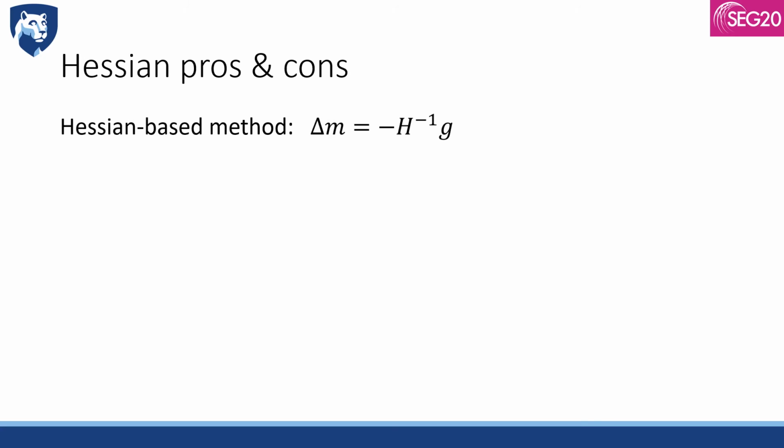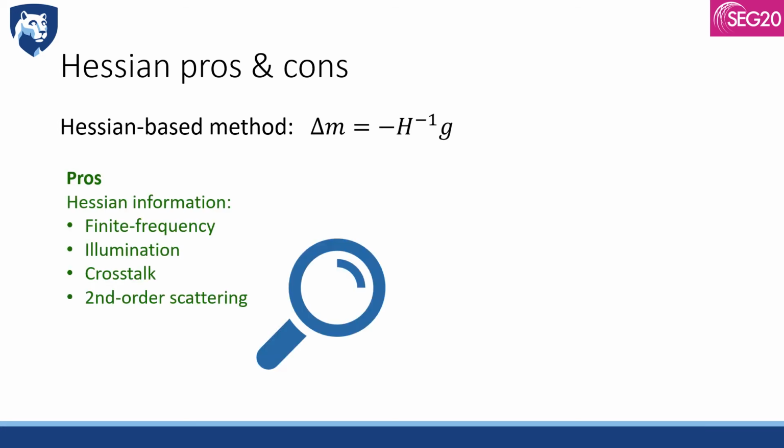Now let's talk about the pros and cons of the Hessian. In the Hessian-based method, the search direction is determined by the negative gradient preconditioned by the inverse Hessian. Through this preconditioning, we anticipate that the search direction delta m can get rid of the artifacts generated by all the effects, namely make the image sharper, balance the uneven illumination, mitigate the crosstalk, and also demultiply. And that sounds fantastic.